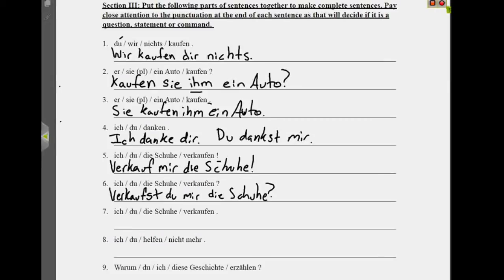Number 7 is exactly the same thing, but this time we have a statement because we have here a period at the end of the sentence, which means we start with our subject. Du, you, verkaufst mir die Schuhe. You are selling me the shoes. Du verkaufst mir die Schuhe.